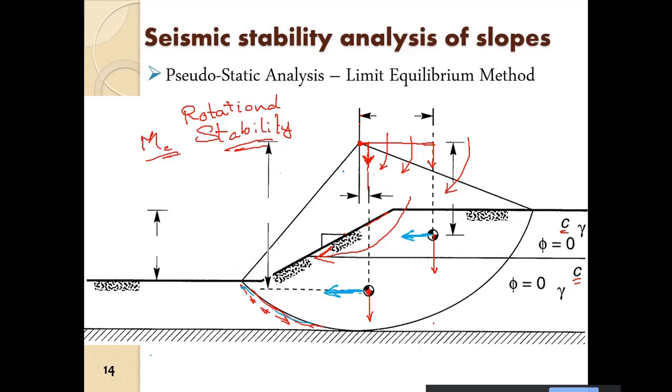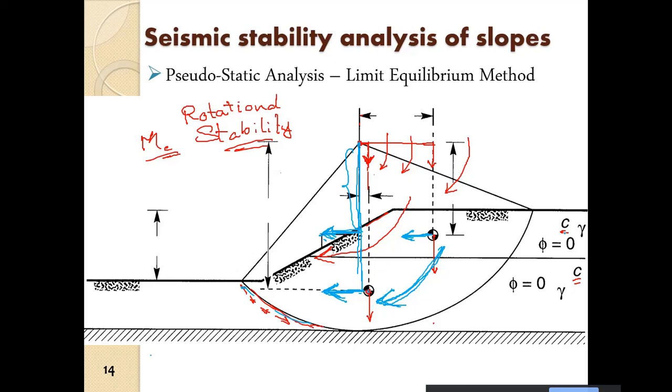So what will be the lever arm? Here this is the center of rotation. So this is the lever arm, and this is the force. And similarly here for this weight, if we extend it to the point of application here, this is the inertial force and this is the lever arm. So we can say that there is an additional moment due to the earthquake, and it is also affecting the stability of the slope.